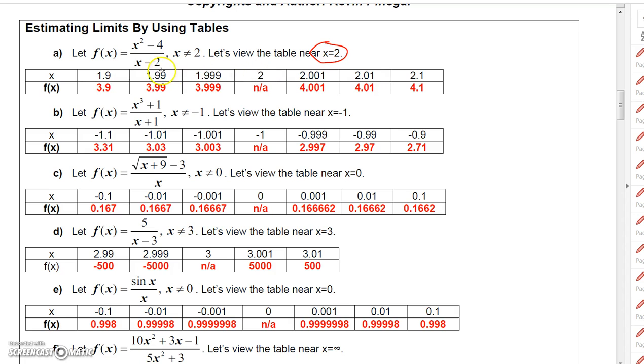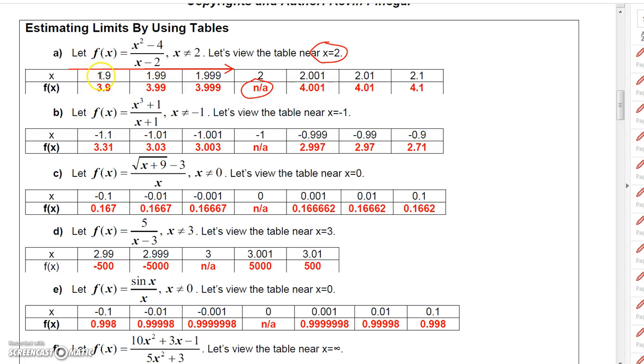Well, you know you can't plug 2 into this because you would get 0 over 0, and you can't divide by 0. So when I say NA, I just mean it's undefined. But if we were to approach 2 from, say, the left, well, then I would have to go through these numbers, 1.9, 1.99, 1.999, and so forth to get to 2.